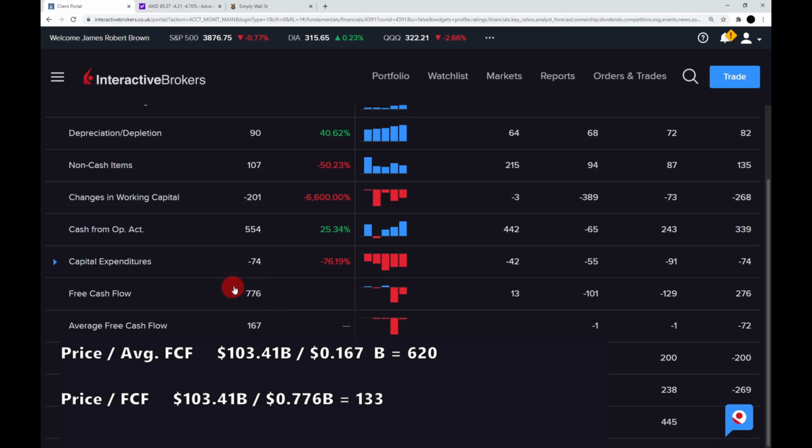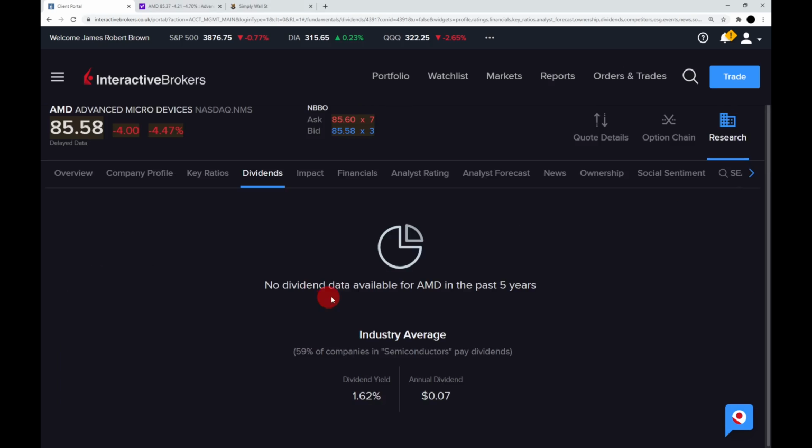So I'll be looking at their more recent number, and that gives us a ratio of 133, which is the second most I've ever seen, second only to Tesla. So that is not good news for AMD in terms of price to free cash flow. AMD does not pay a dividend, so I'll not be going through that today.